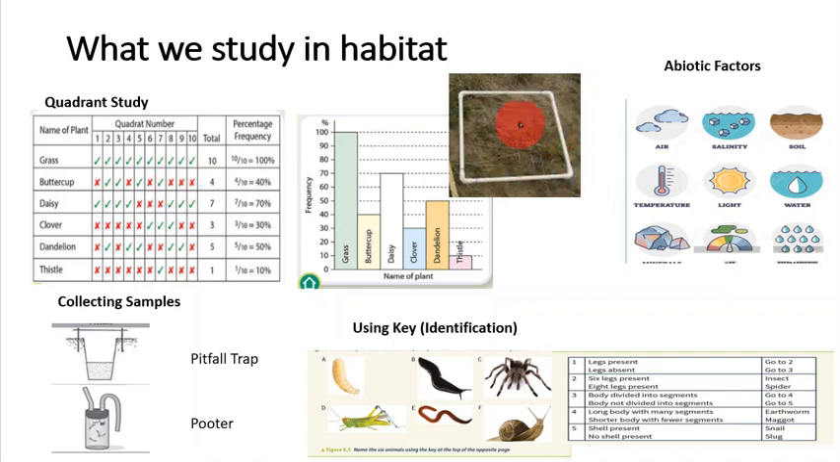So you take these quadrat studies. The other thing that you can do is use what are called keys to identify specific organisms.